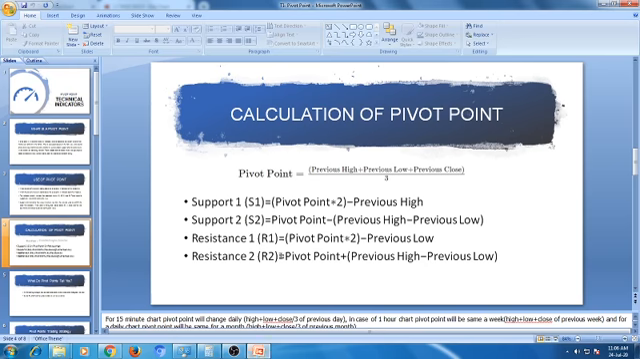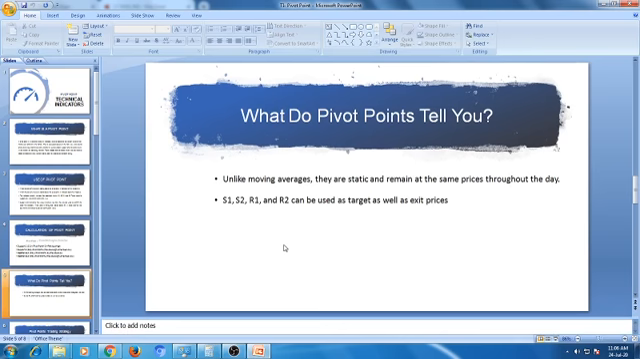So what do pivot points tell you? Unlike moving averages, they are static. That is what I showed you in the chart. Pivot point will be static. If you are using a shorter time frame, it will be static throughout the day, unlike moving averages, which keep on changing based on the price movement.